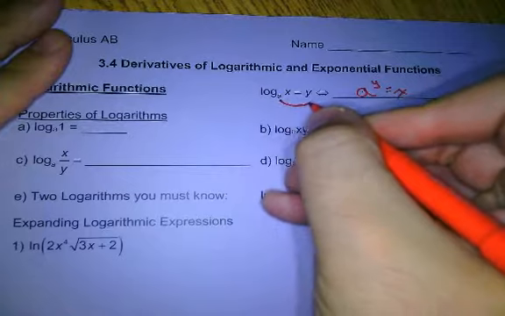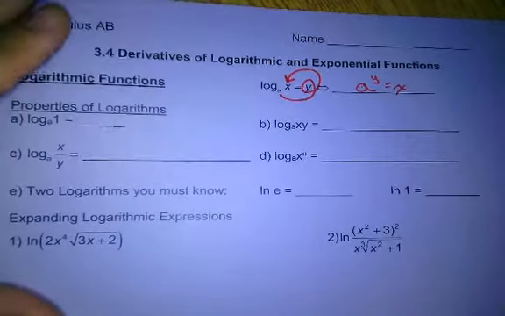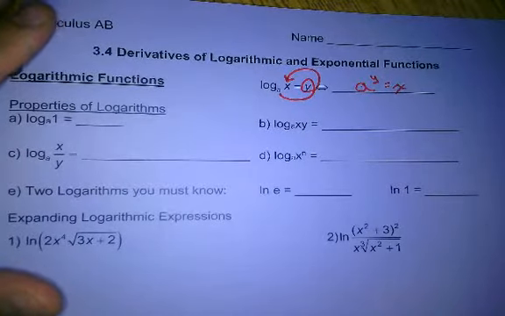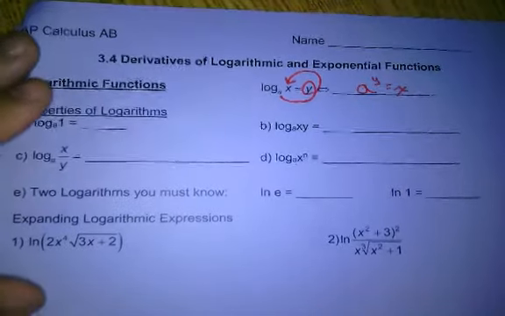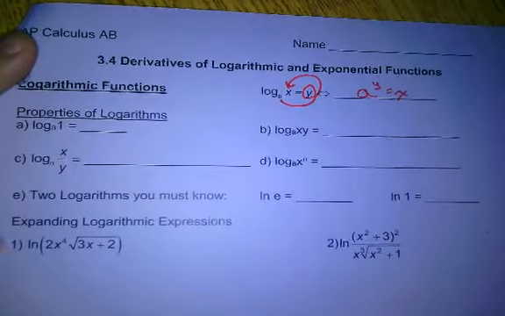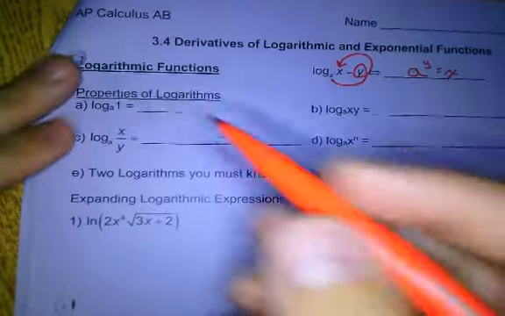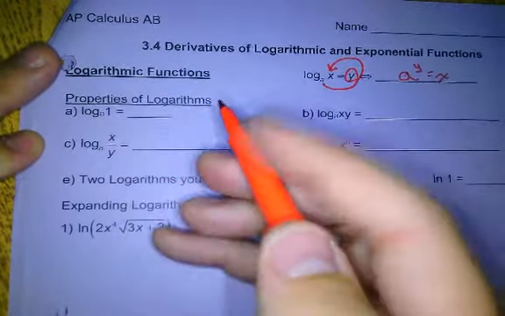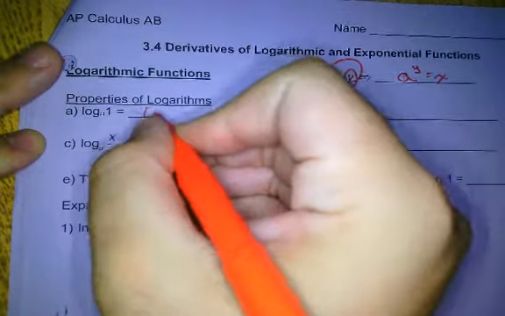So you start here. a to the y equals x. Hopefully I just looped your brains. Okay, so for the first one, log base a of 1 is equal to 0. We need to know these rules.